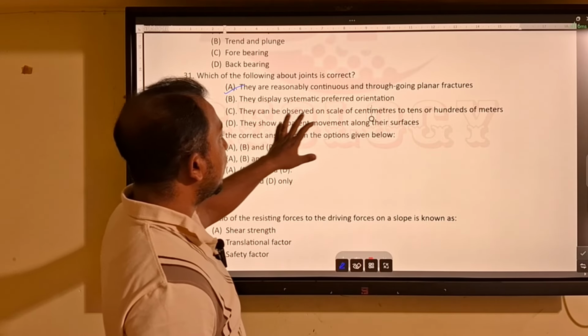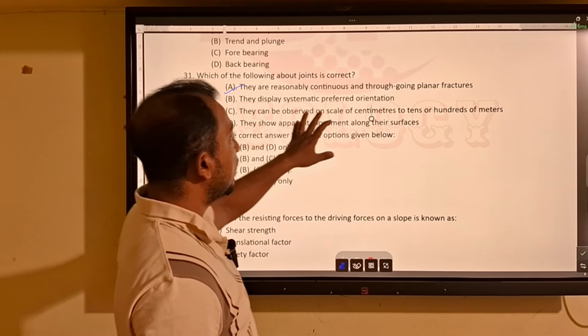They display systematic preferred orientation. We have discussed different types of joints: strike joint, dip joint, oblique joint. So they have preferred orientation. They can be observed on a scale of centimeters to tens or hundreds of meters. You can find micro joints, you can find larger joints.